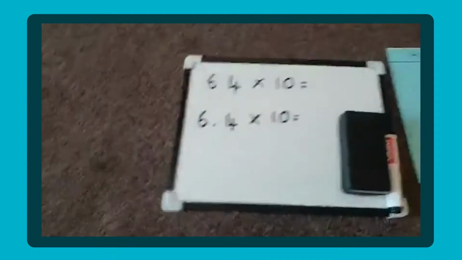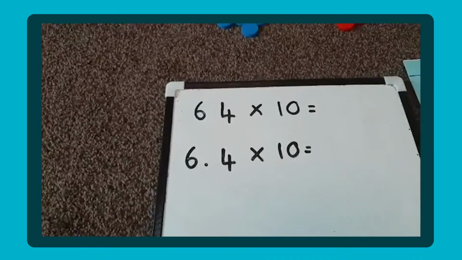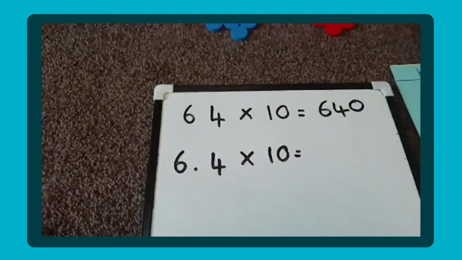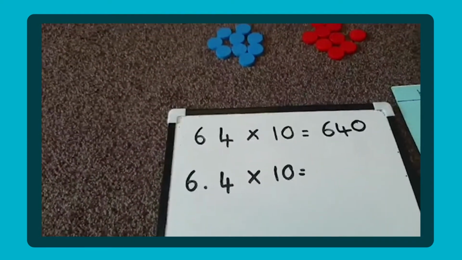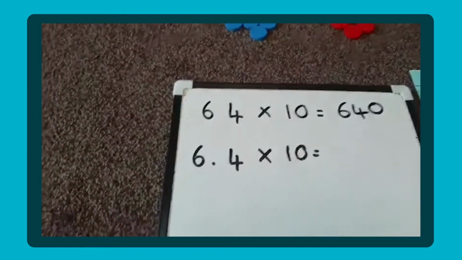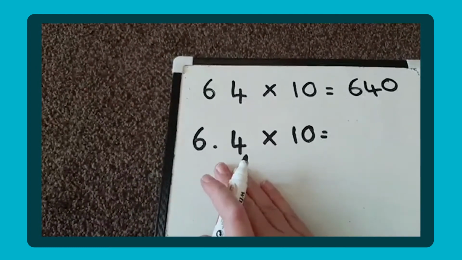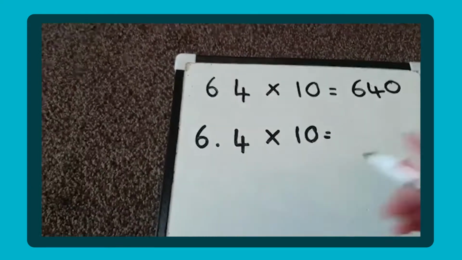So here on the whiteboard, I've written down 64 times 10. Now, our answer is 640. And if we're using the method of, oh, you just add a 0, yeah, that does work. But when children get older and start looking at decimal numbers, this is where the problems crop up and the misconceptions arise.